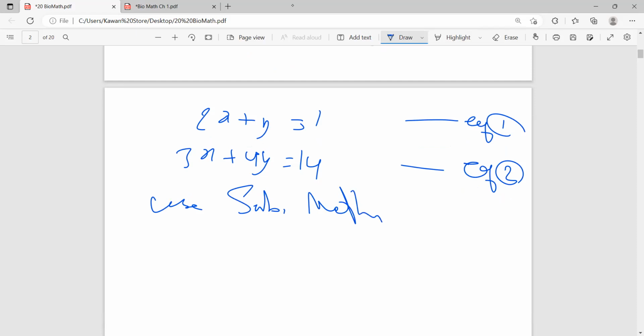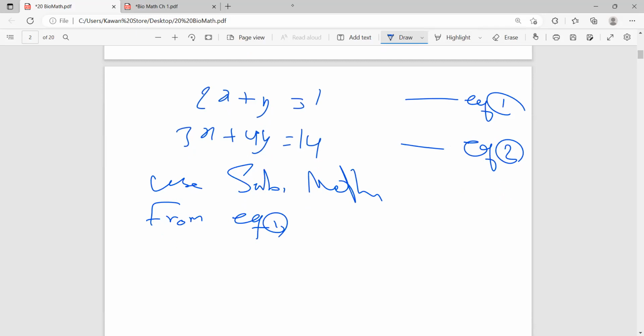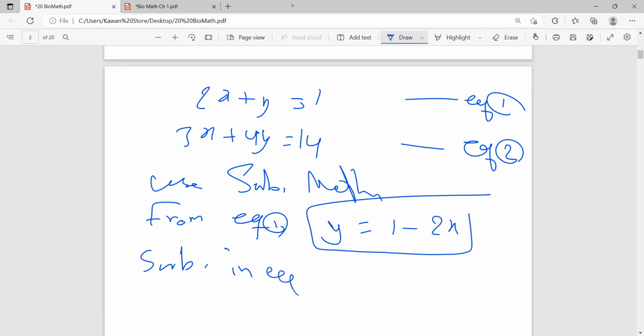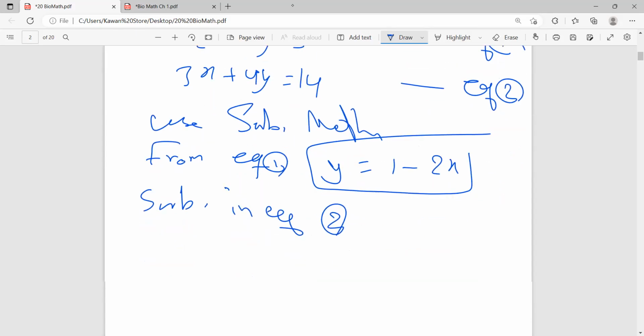For example, from equation number 1, y equals what? 1 minus 2x. Am I right? Good. Then how do we solve it? We substitute it in equation number 2. So I'll get 3x plus 4 times (1 minus 2x) equal to 14. So I'm going to substitute this value.